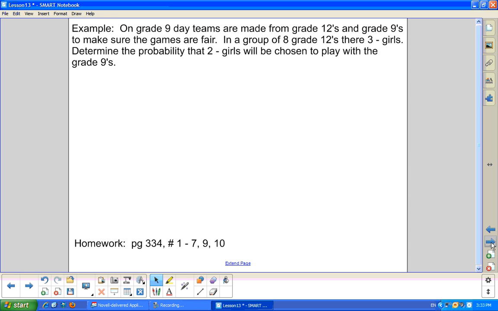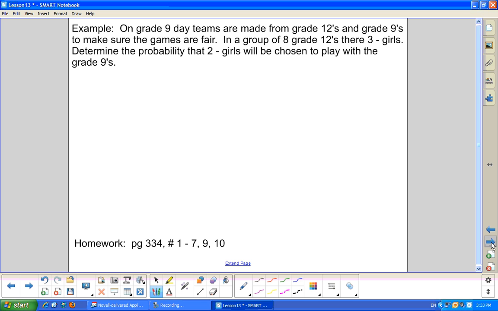So on grade 9 day, teams are made from grade 12s and grade 9s to make sure the games are fair. In a group of 8 grade 12s, there are 3 girls. Determine the probability that 2 girls will be chosen to play with the grade 9s.